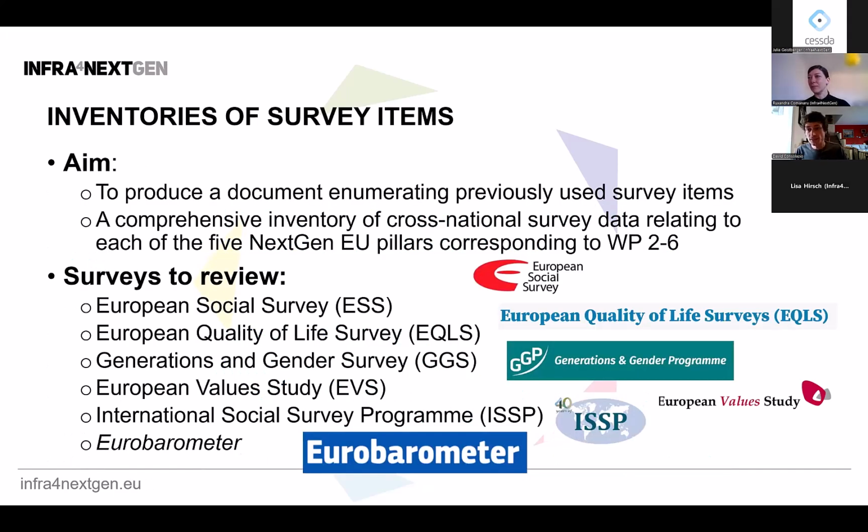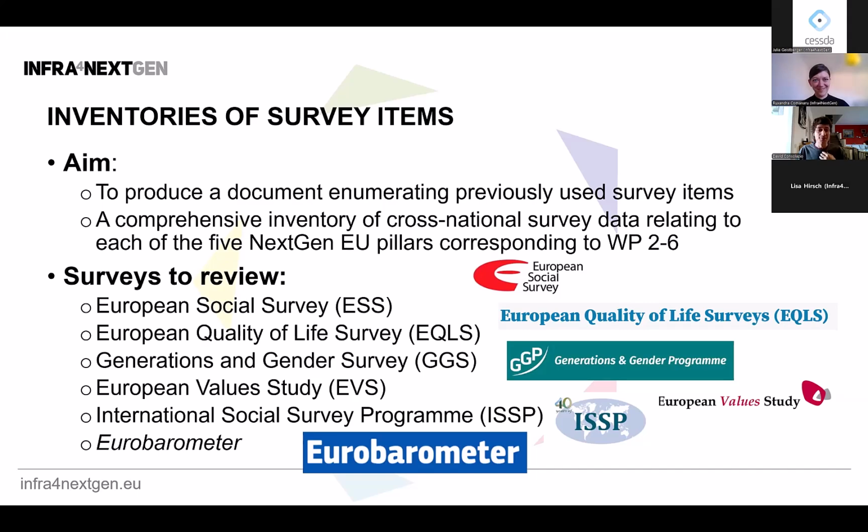So the first thing is the data inventory. Ruxandra already mentioned it. Now we will go a bit more in detail on it. Within the context of our Infra for Next Gen project, among all the work packages, we had some with the specific objective of compiling a comprehensive inventory of cross-national survey data relating to the relevant pillars of the Next Generation EU program, which are make it green, make it digital, make it healthy, make it equal, and make it strong. The surveys to review were from the five research infrastructures directly involved in the project: the European Social Survey, ESS, European Quality of Life Survey, EQLS, Gender and Generations Survey, GGS, European Values Study, EVS, International Social Survey Programme, ISSP, and the Eurobarometer.